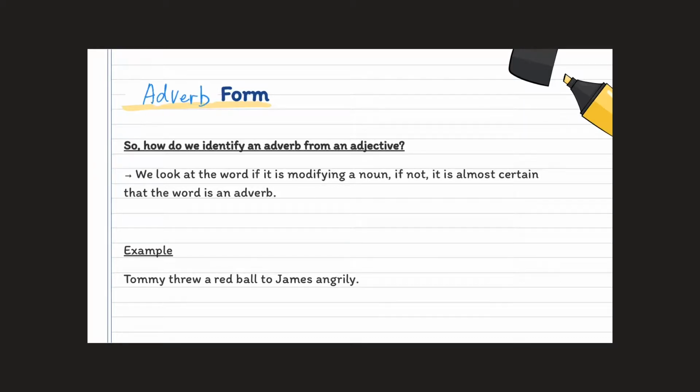So to continue with the previous slide, how do we identify an adverb from an adjective? We look at the word to see if it is modifying a noun. If not, it is almost certain that the word is an adverb. For example, Timmy threw a red ball to James angrily. Let's give you 10 seconds to find out which word is an adjective and which word is an adverb.